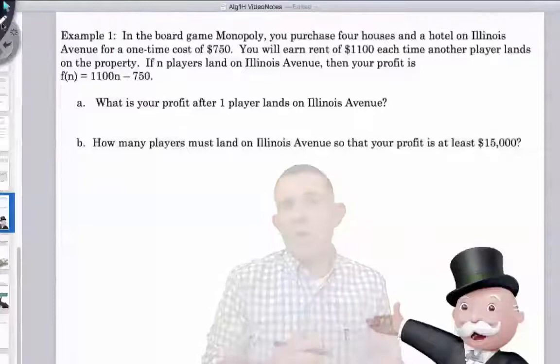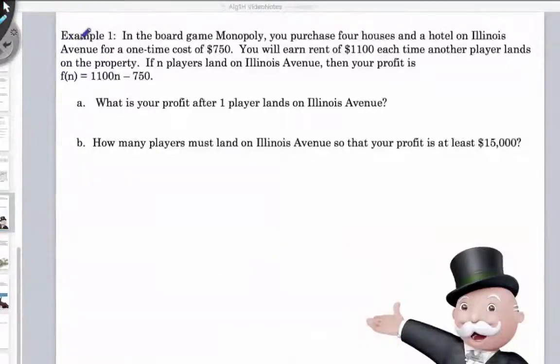In example number one, we have the board game Monopoly. You purchase a property for a particular price of $750, and every time somebody lands on that property, they need to pay you $1,100. So your function for the profit there is 1100n minus 750. How much will you make if one player lands on that?